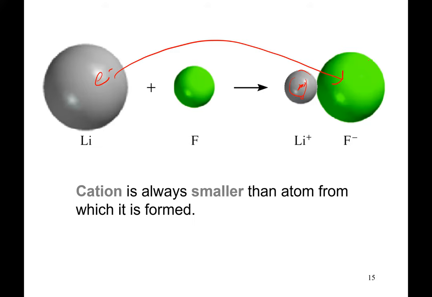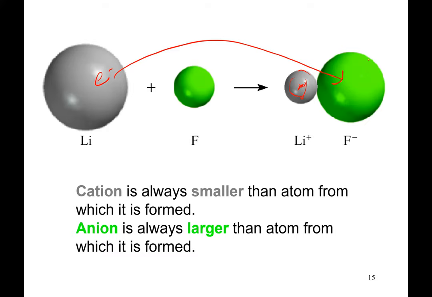The cation is always smaller than an atom from which it's formed, and the reason for that is because of the positive nature of the nucleus. Okay, so please, understanding is one of attraction. If you've got more positive in the center than you do negative around it, it'll make it a smaller ball. Okay, now the anion is always larger.